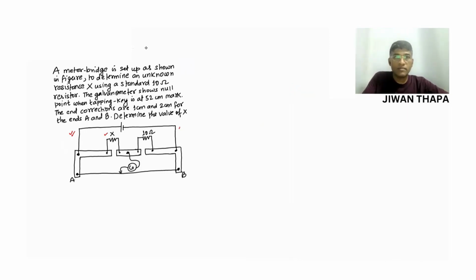Now we can see in this diagram, we have battery between A and B, and the positive terminal of battery is connected to terminal A, and the negative terminal of battery is connected to terminal B. So this is tap key. When we press it, the circuit closes, and when we release it, the circuit opens. Let's call this A, and this is B.